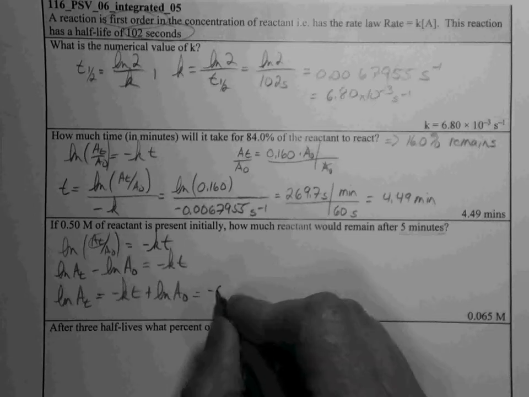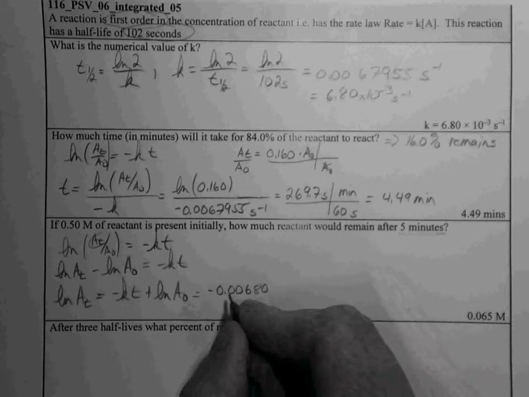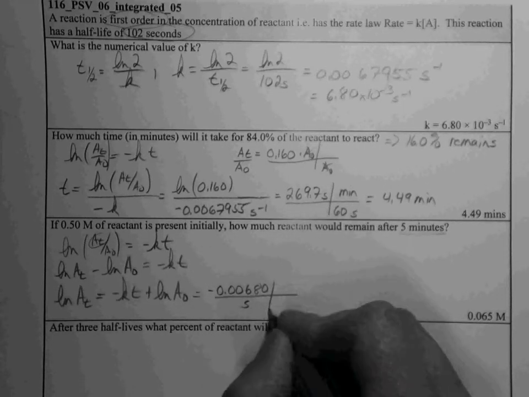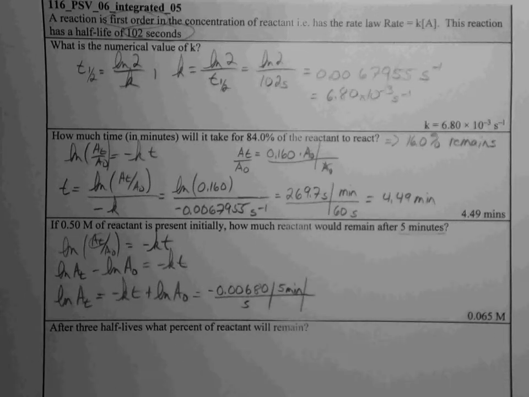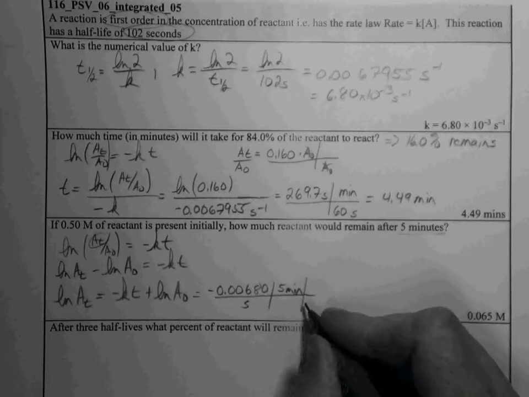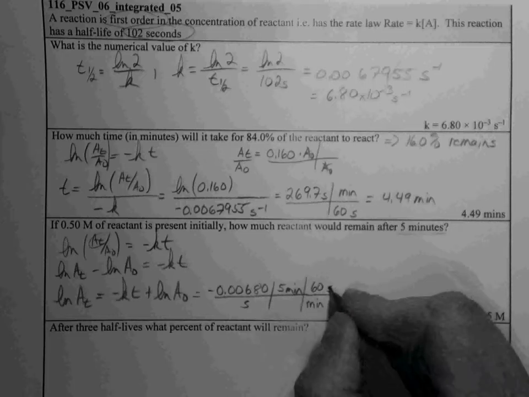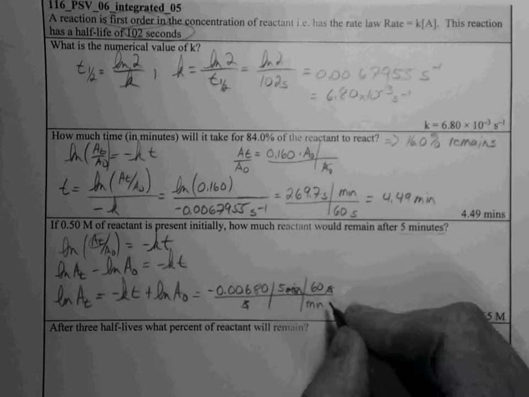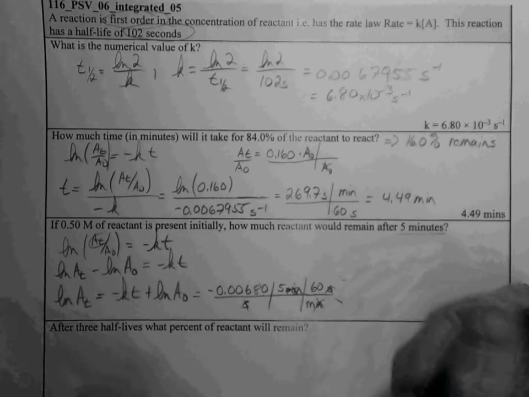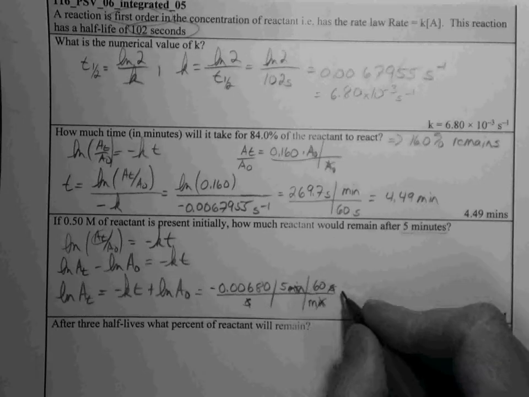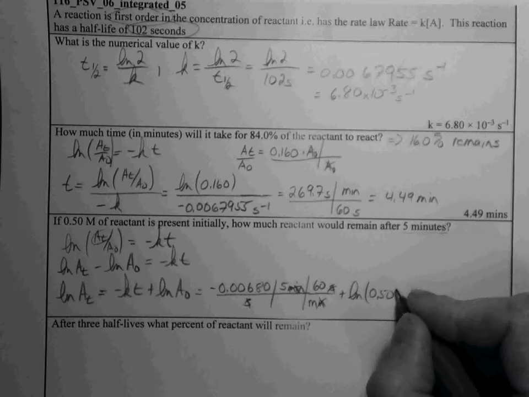Minus k and 5 minutes. This is only going to work if the units are consistent, so we're going to have to do a conversion. A minute is equivalent to 60 seconds. So we see here, now our units all cancel. Our initial concentration is 0.50.